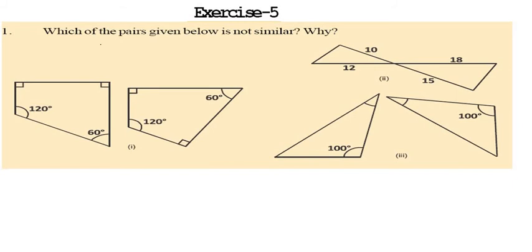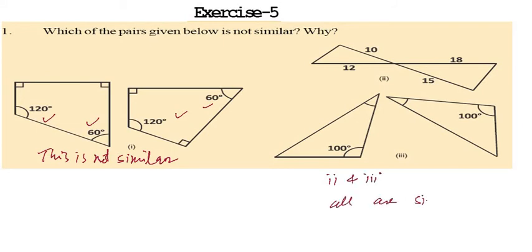Exercise 5. Which of the pair given below is not similar? You can see here this angle and this angle are adjacent angles, but this and this are the opposite angles. So that is not similar. Here all are similar. Second and third, all are similar. So that is your answer. You can write this answer.